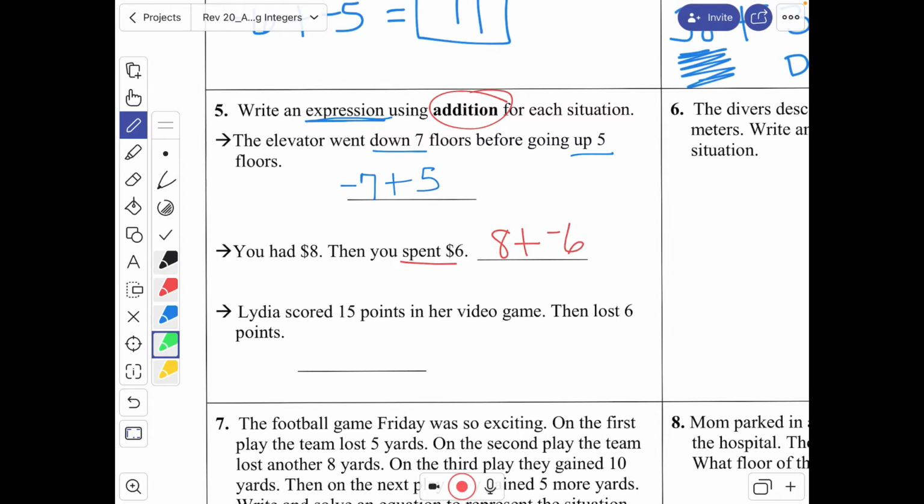The next one is Lydia scored 15 points. She scored the points. That's positive. In her video game, then lost 6. So if you lose, that's negative. 15 plus negative 6.